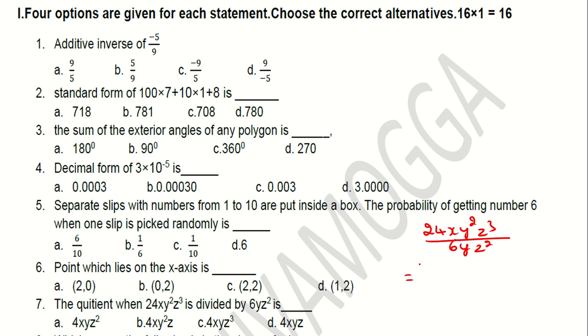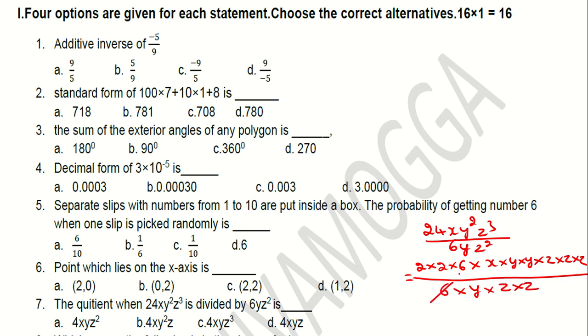That means 24 can be written as 2 into 2 into 6, into x, into y², meaning y into y, and z³ means 3 times we have to write z, and then divided by 6 into y into z², meaning 2 times we write z. Here 6 gets cancelled, y gets cancelled, and 2 z's get cancelled. What is the remaining? 2 twos are 4, and x, y and z are remaining. That is 4xyz, the correct answer. Therefore option D is the correct answer.